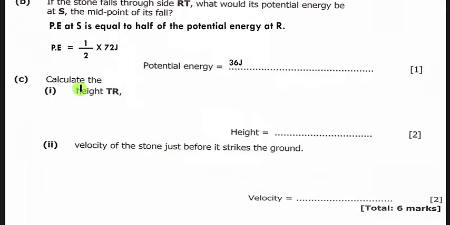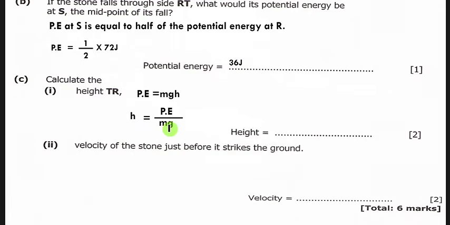Then C, calculate height RT. So they want us to calculate height TR. So simple. We use potential energy is equal to mass times gravity times height. Then we need height, right? So make height the subject of the formula. You have height is equal to potential energy divided by mg. So the potential energy at half distance now is actually 36.